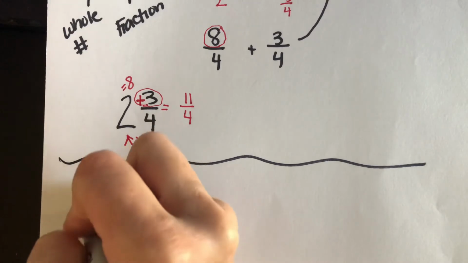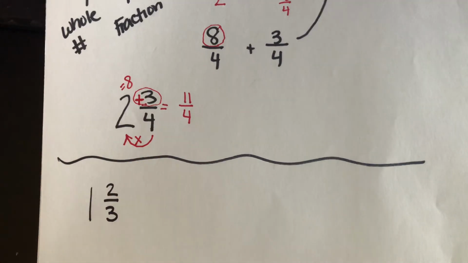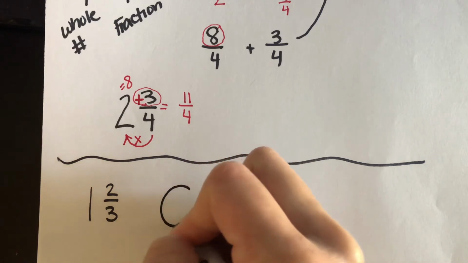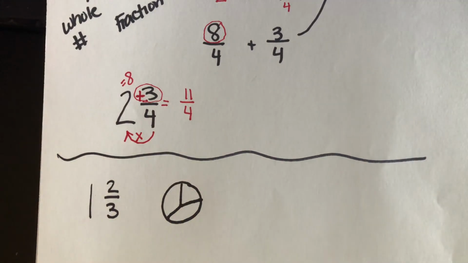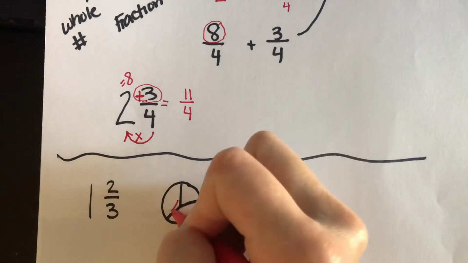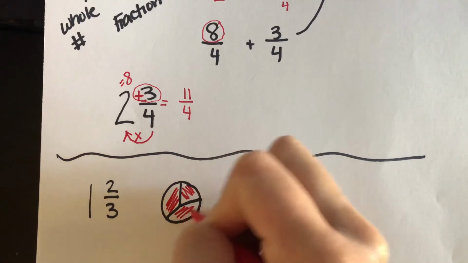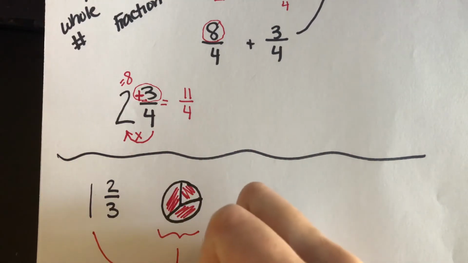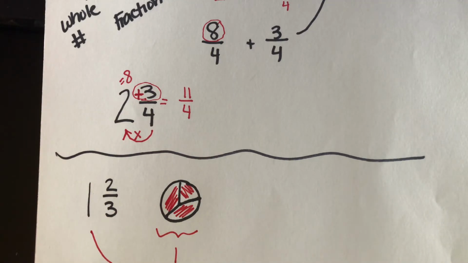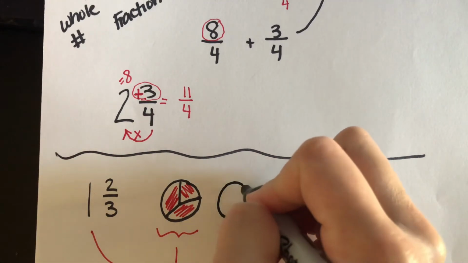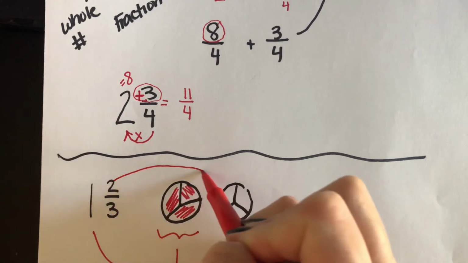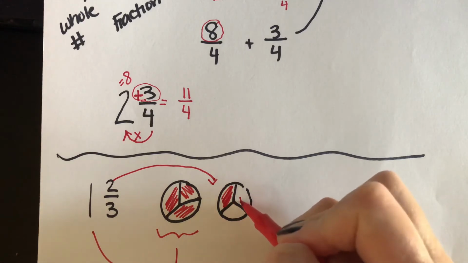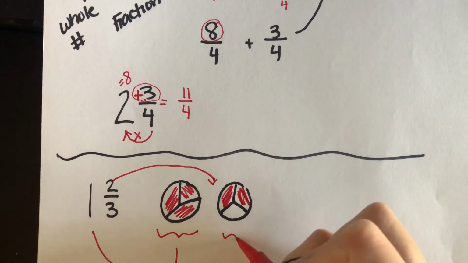Here I have 1 2/3. So I'm going to draw my pizzas. I have 1 whole and it's broken up into thirds. Of course, that's not perfect, obviously, but I'm going to color it all in. This is my 1 whole right here. And then I'm going to draw 2/3. Again, this is not perfect. It's a little bit better than the last one. And I'm going to shade in 2 of the thirds. Okay, so here's my 2/3.